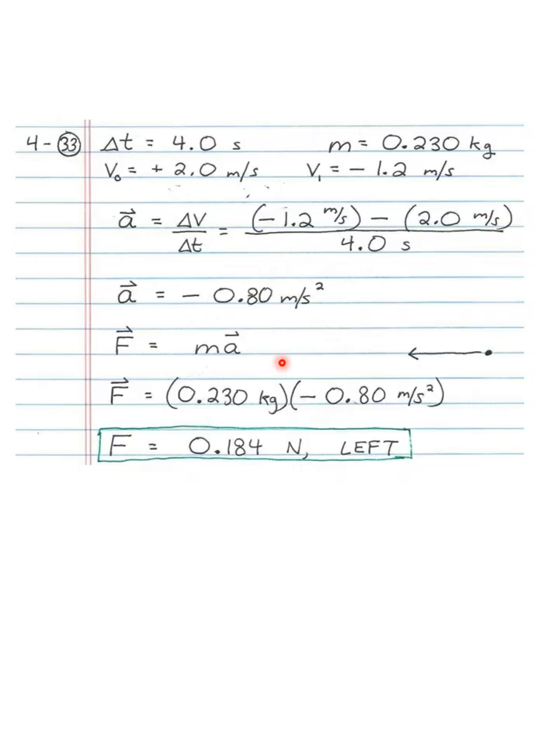Then we find the force, its mass times that acceleration, and when we multiply those, it comes out to be negative 0.184 newtons. However, usually, unless we want to express it as a vector, we give it as a magnitude. And the book actually says determine the magnitude and direction of the constant force. So the magnitude is the positive value, 0.184 newtons, and it's going to the left.